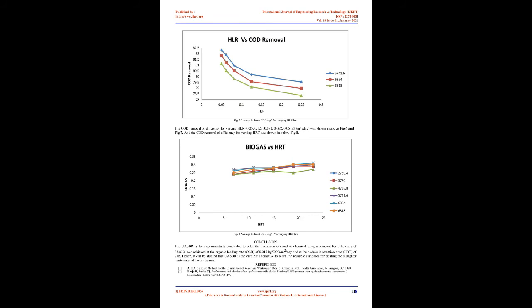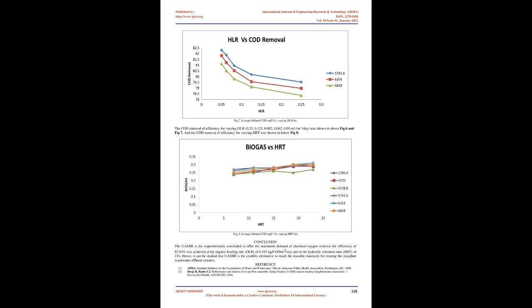2789.4, 3770, 4738.8, 5741.6, 6354 and 6818 mg/L. Initially, COD removal efficiency was poor. After some period the reactor reached the steady state condition and removal efficiency improved to 82.68%.